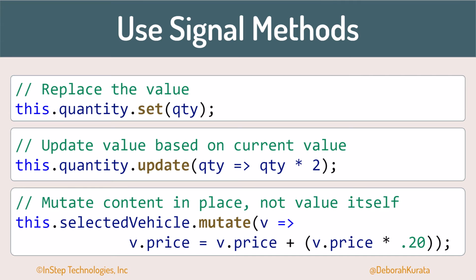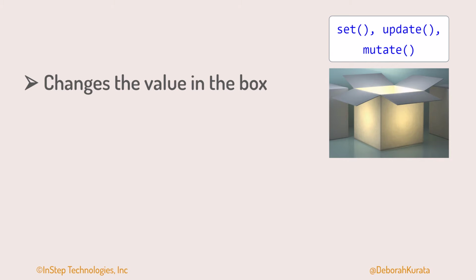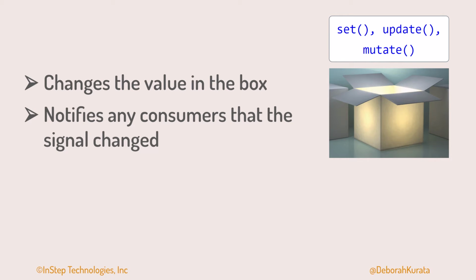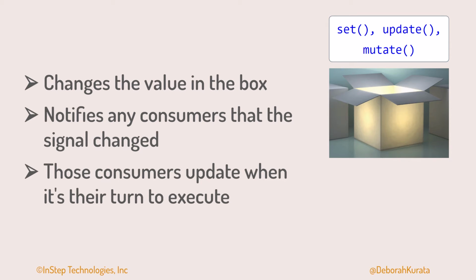To change the content of a signal, not the signal itself, use mutate. Mutate updates the value of an array element or an object property in place. In this example, we update the vehicle's price to a new price. Each of these cases makes some change to the value in the box, notifies any consumers that the signal has changed, and those consumers update or re-render as needed.